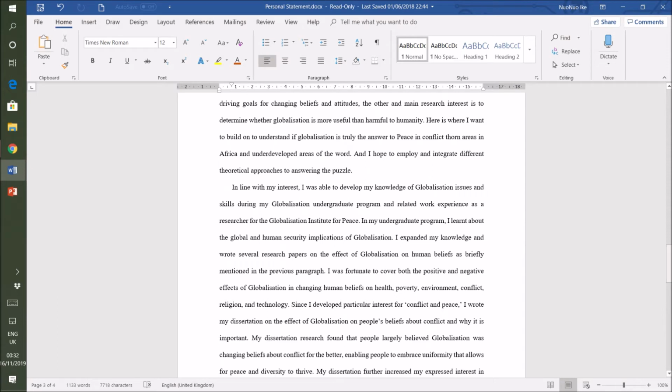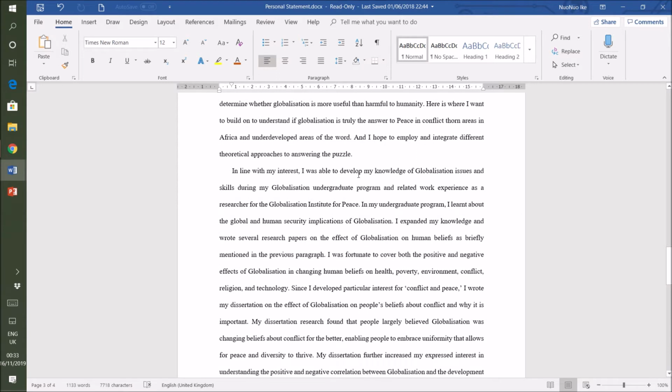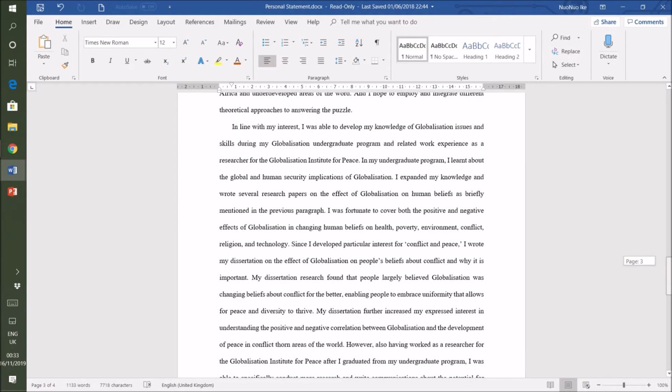Secondly, you want to further detail the specific knowledge and skills that you have acquired from your previous education or maybe work, and how they particularly have prepared you and will help you whilst pursuing your research. So here I mentioned that I was able to develop my knowledge of globalization issues and skills during my undergraduate program, and I go into more specific detail about them in this paragraph.